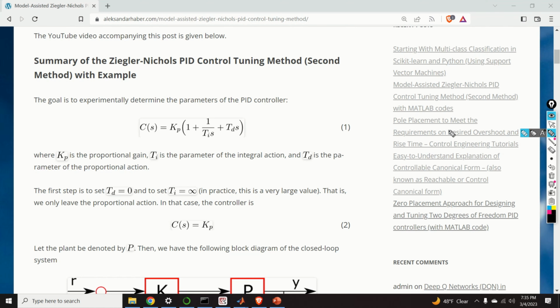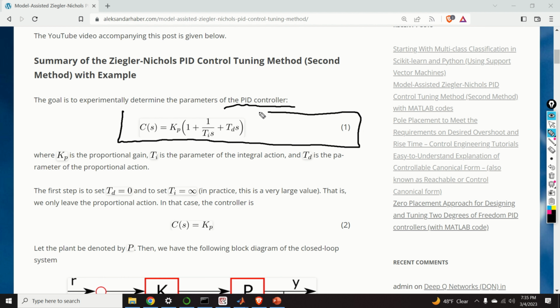First, we summarize the Ziegler-Nichols PID control tuning method. The goal is to experimentally determine the parameters of the PID controller. And here's our PID controller. Kp is the proportional gain. Ti is the parameter of the integral action. 1 over s is the integral action, and Td is the parameter of the derivative action. Here is the parameter Td. s is the derivative action.